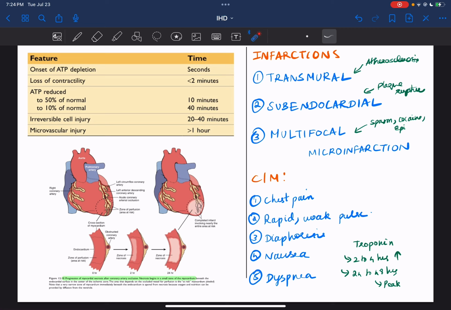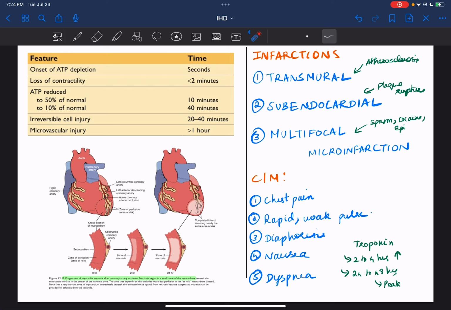Now, there are some types of infarctions: transmural, subendocardial, multifocal, microinfarctions. These could be due to certain specific reasons. Usually, transmural infarctions that involve all the layers of the heart is due to atherosclerosis. Okay, subendocardial infarctions are due to plaque ruptures. Multifocal microinfarctions are due to spasms, cocaine use, or epinephrine.